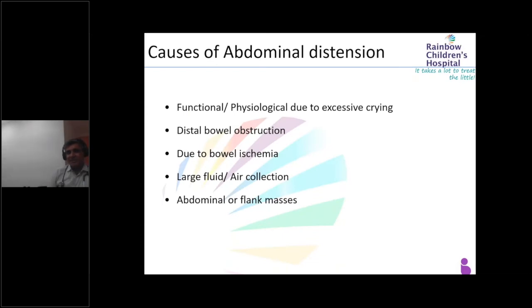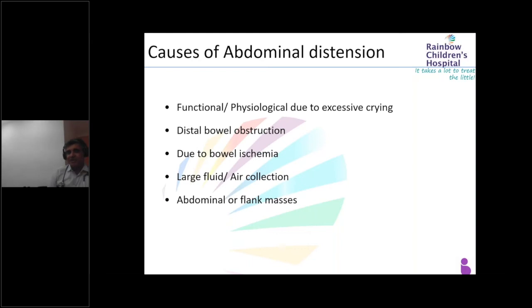So after these case discussions, we can just go through the causes of abdominal distension. Sometimes the distension can be physiological. If the baby cries excessively, we can see the baby's tummy is gaseously distended, but the baby is otherwise normal.